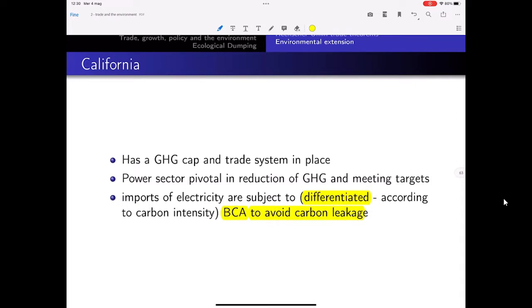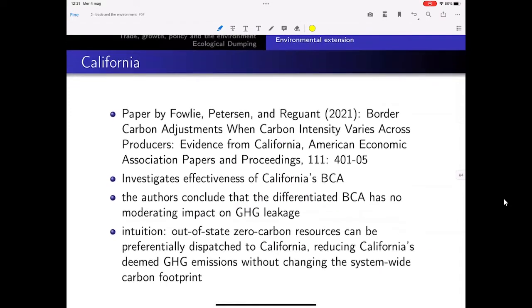And the border carbon adjustment mechanism is a differentiated one, depending on the emission intensity of imports. So you can have different emission intensities for different products that are imported, and according to these different emission intensities, you have different taxes. Okay, this is how the system works. This is the paper. It's a very recent paper, 2001, American Economic Association Papers and Proceedings. Just a couple of very short pages, but very, very interesting for the case we're studying here.